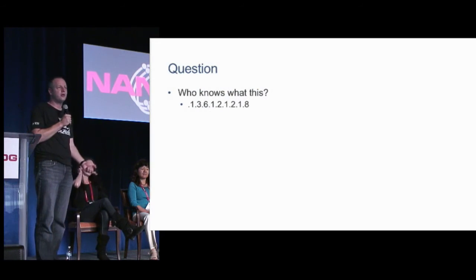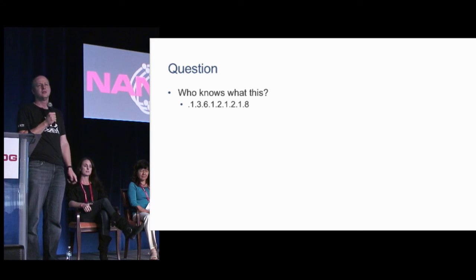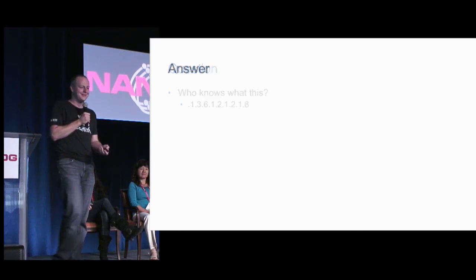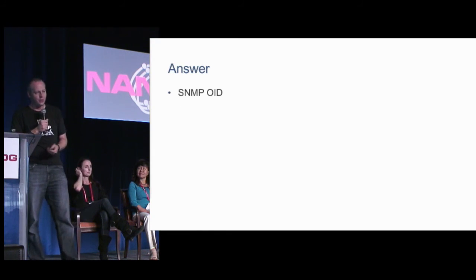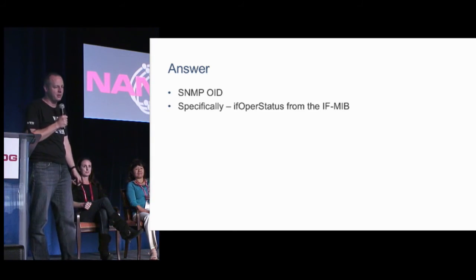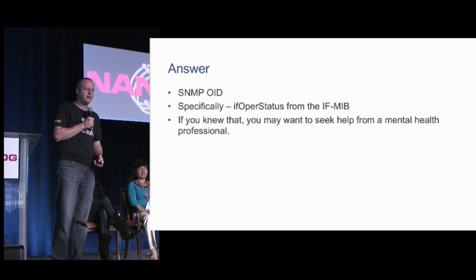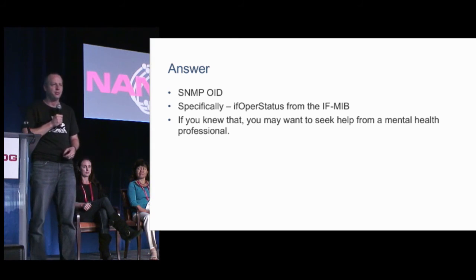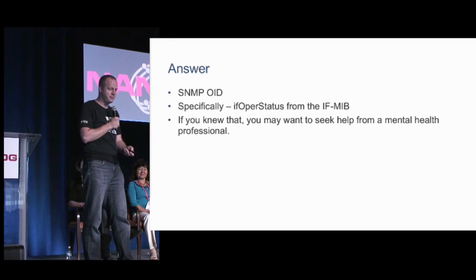All right, so to start off, a question: anybody in the audience know off the top of their head what this is? Nobody? All right. Yes, it is an SNMP MIB, or OID. Specifically, that one happens to be the operational status of an interface from the IF-MIB. Thankfully, nobody got that right, because if you had known that, I think you probably need to seek some mental health professionals, because nobody should have things like that memorized in their head, right?